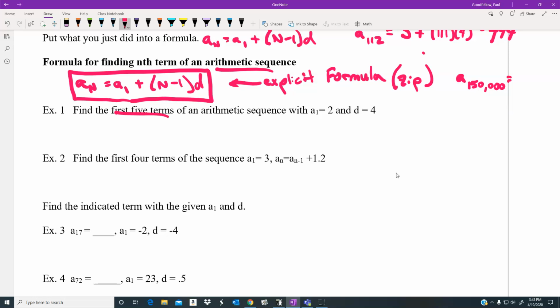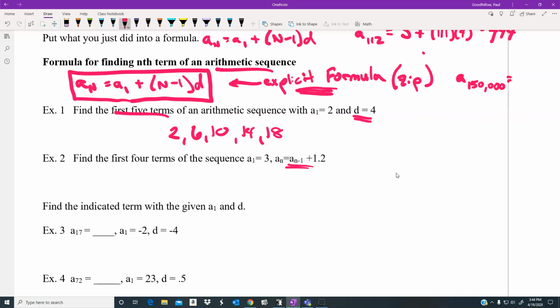Okay, first 5 terms. First term's 2, because they told us what it was. Then they tell us the common difference is 4, so I'm just going to write them out. 6 and 10 and 14 and maybe 18, all right? That would be the first 5 terms. So understanding what a sub 1 means, meaning it's the start, and d means the common difference, that tells you what you're going to actually do. Now, there is a relationship between explicit formulas and formulas that are recursive.